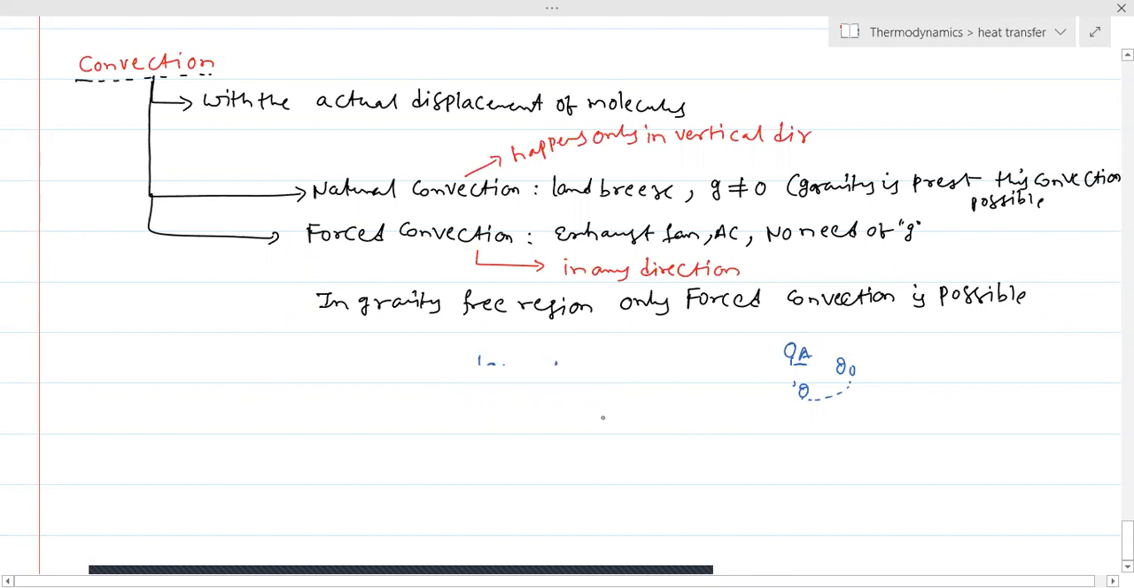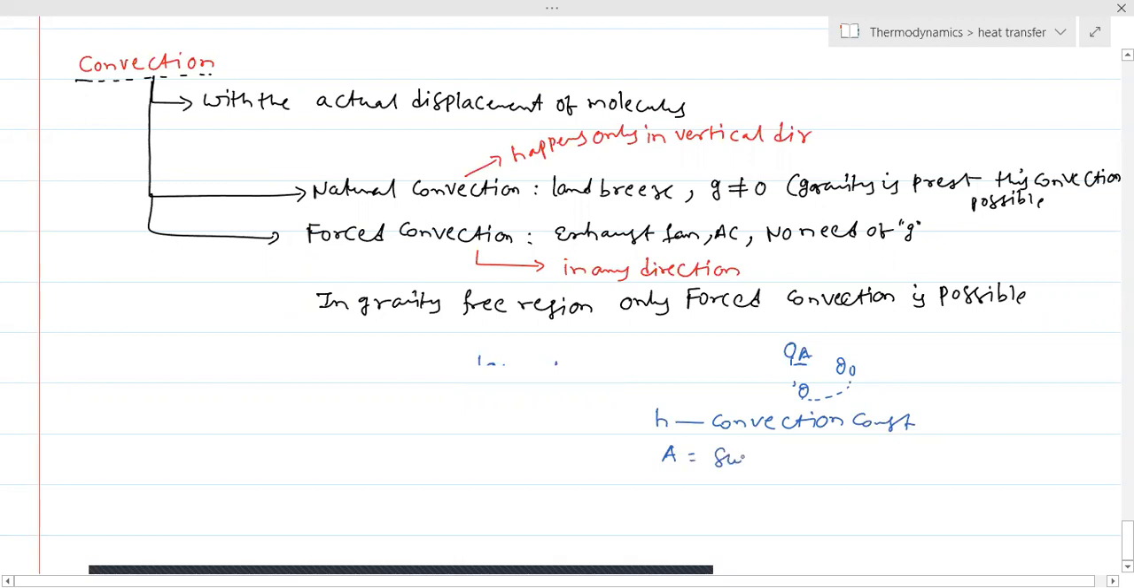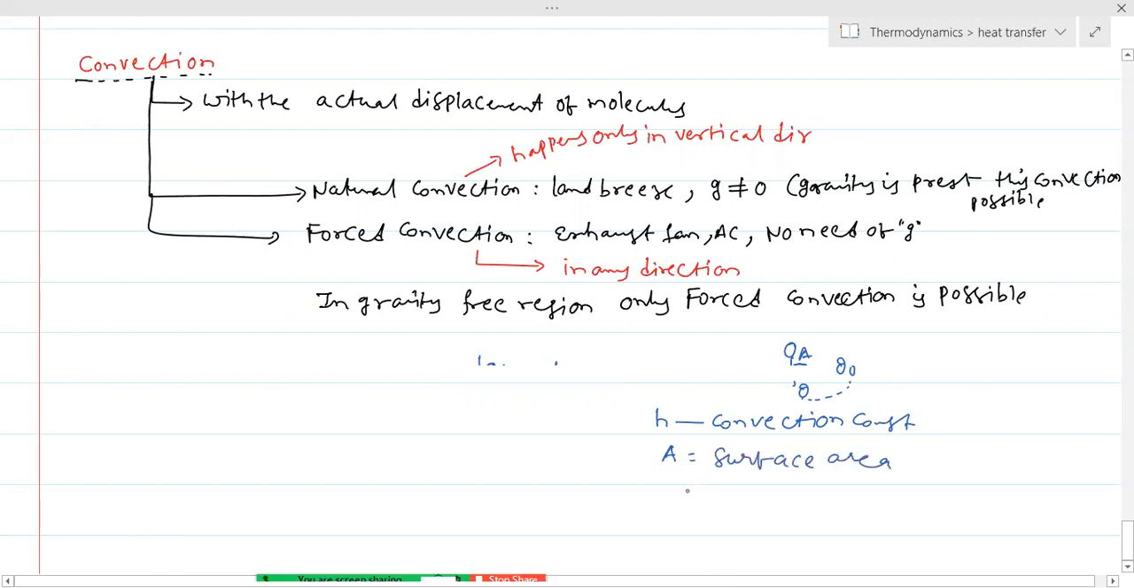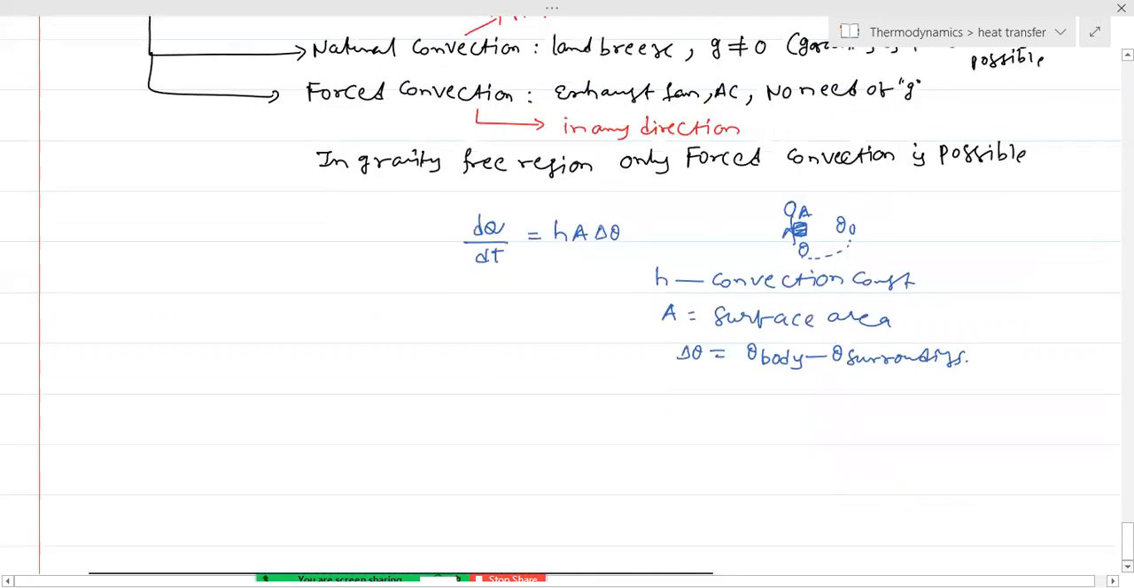When they ask this, then what do we write? h is nothing but the convection constant. They will provide the convection constant. Capital A means the surface area. Delta theta is nothing but the temperature difference between the body and the surroundings.